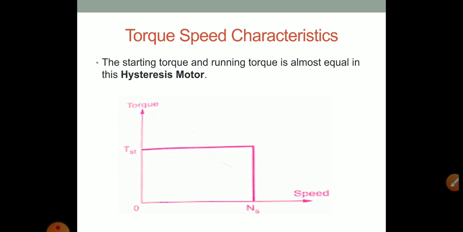Now the torque speed characteristic. The starting torque and the running torque are almost equal in the case of a hysteresis motor, because the torque developed in the motor depends on the hysteresis loss and the eddy current loss. Eddy current loss is negligible in the case of a hysteresis motor, so the torque remains constant at any speed, which is shown in the graph. Observe the x-axis where the speed is changing continuously. The torque remains constant from the starting position up to Ns. That means during the running condition.